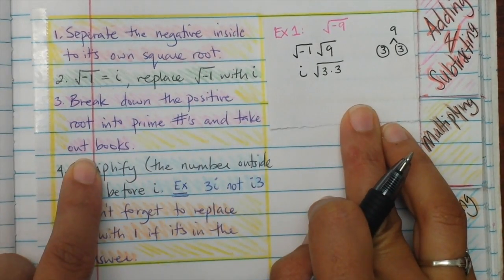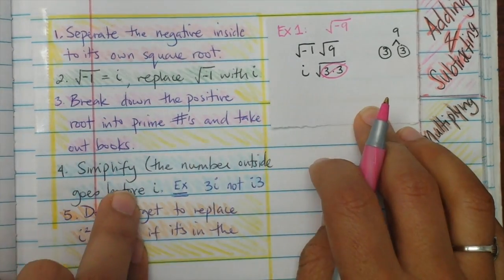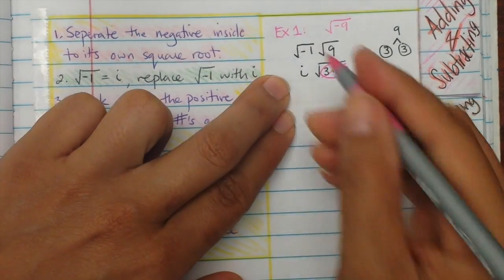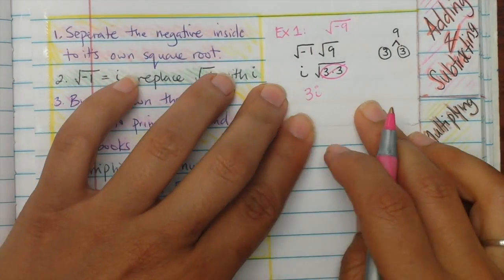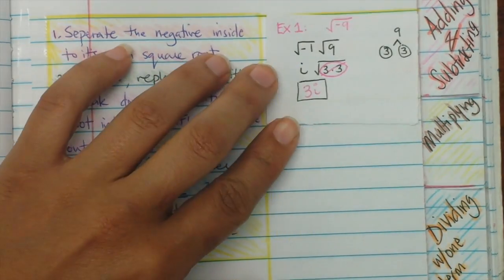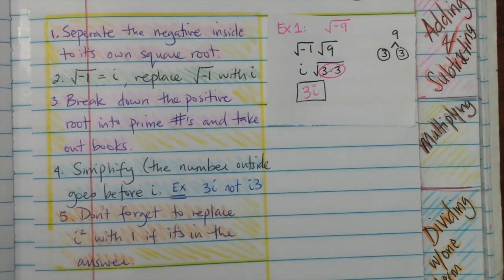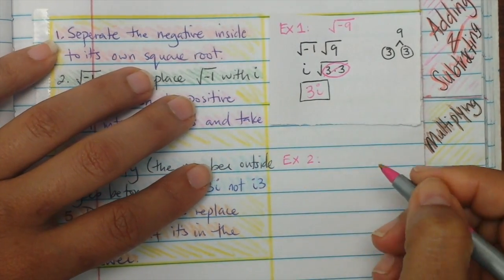This is a listening check. Go ahead and color in those 2 3s that we've circled. So make sure that you put the number before the i. Don't forget to replace i squared with negative 1 if there is one. It's not here. So 2 important things: you cannot take the square root of a negative number, so we're going to replace it with i. And if you ever have i squared, that's also equal to negative 1.